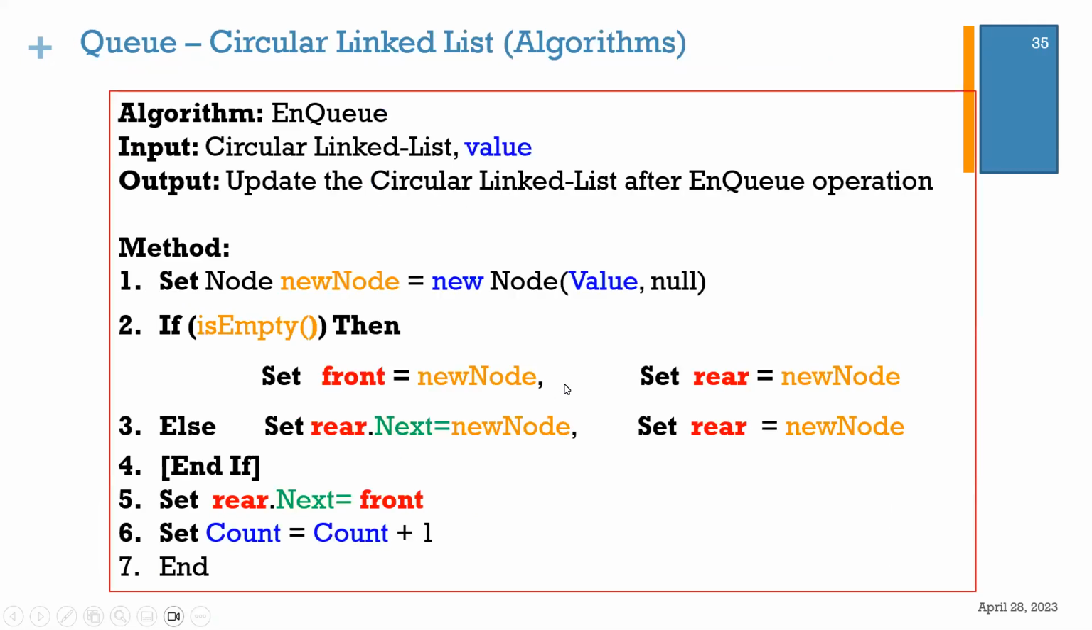This is for linear, but for circular, the method is different. We just try to add rear.next. Here rear.next equals front. This statement will discriminate between the linear and circular linked list. So NQ means adding a node at the tail, and we have to prepare rear, or tail, dot next to point to the front. Right. This is for NQ.